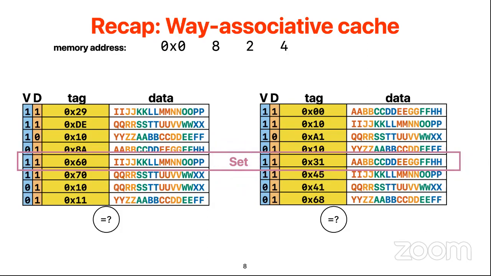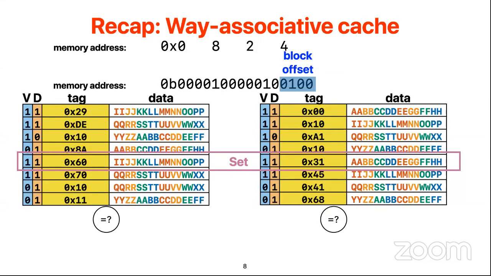When you want to access a cache, the first thing is that you have to partition the address into 3 different fields. The block offset means where in a block the data is. The set index means which set may contain your data. And the tag is an identifier of your block.